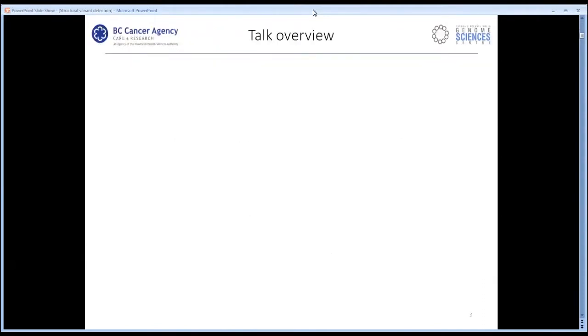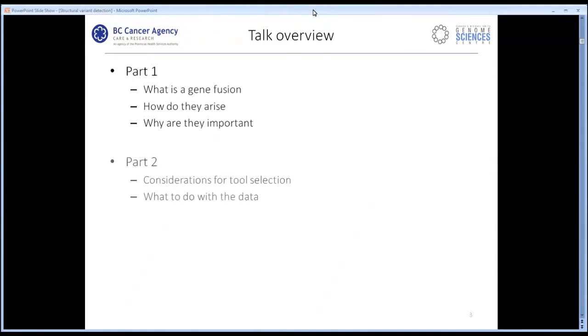So my talk overview, I'm going to have three parts. In the first part, I'm going to give a bit of background. What is a gene fusion? How do they arise? And why are they important, specifically in cancer? In part two, I'm going to talk a little bit about considerations for bioinformatics tool selection for structural variant detection and what you can do when you have actually generated your data. And in part three, I'm going to talk a little bit about comprehensive structural variant detection and a tool that we've written to aid with that.